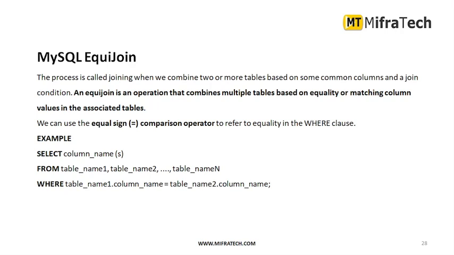Select the column name from table name 1, table name 2, where, however many tables you have to join, where table 1 dot column name equals table 2 dot column name. The 2 tables, table name 1 and table name 2, have been joined.